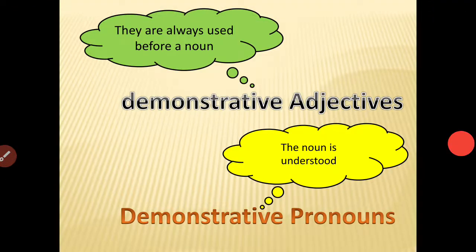Just copy down this for the bifurcation of demonstrative adjective and demonstrative pronoun after copying down the definition of the demonstrative pronoun. I request all of you to write the definitions of all the kinds of pronoun in your notebook. Demonstrative adjectives are always used before a noun. In demonstrative pronouns, the noun is understood.